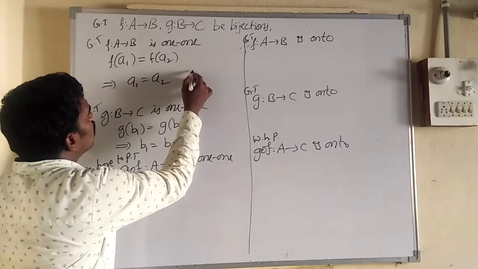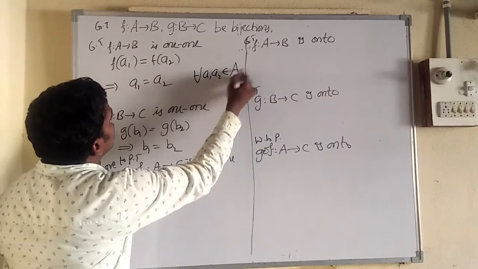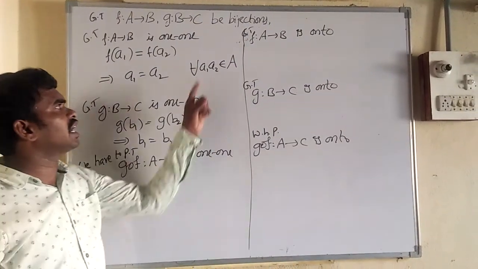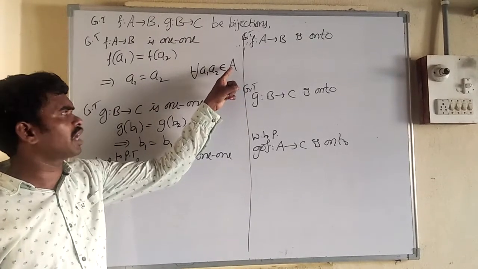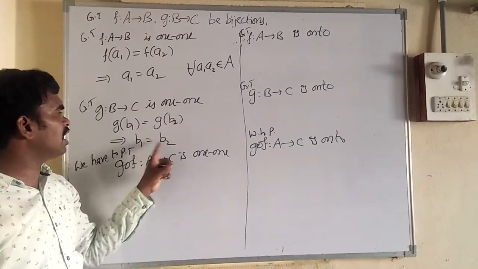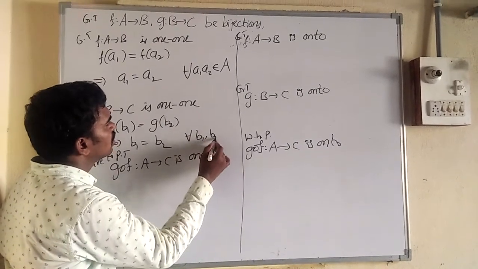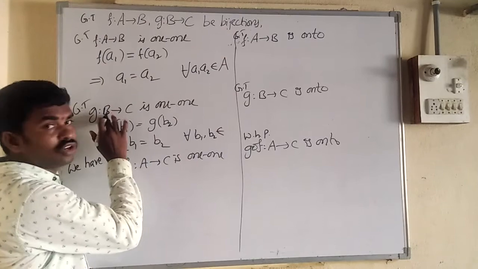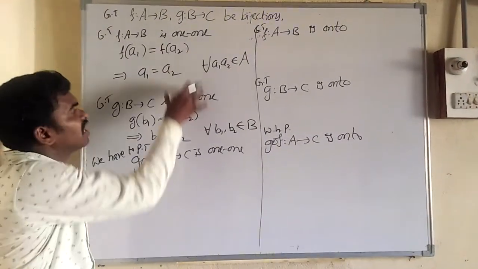Here is a small piece of information for all. a1, a2 belong to capital A, so the elements a1 and a2 are taken from capital A. Here b1 and b2 belong to, you can guess, the domain capital B. So this is the given information.